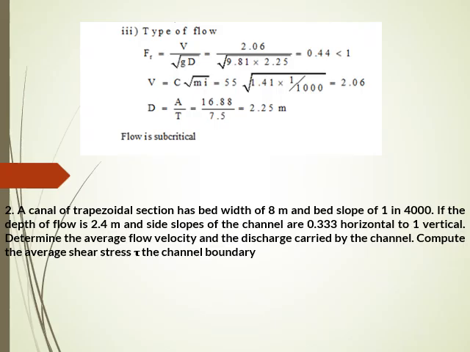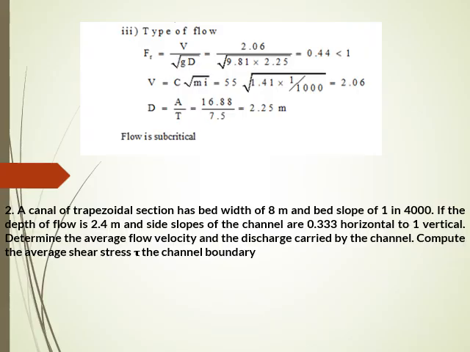So we are using the Froude number. The Froude number Fr is equal to V by square root of g into D, where D is the depth and V is the velocity. The velocity with respect to Chezy's formula is V equal to C into square root of mi. The C, m and i values are all given. You can substitute all these values.